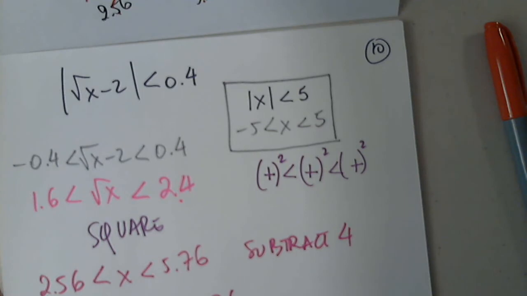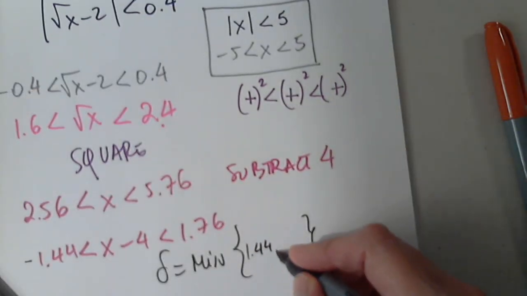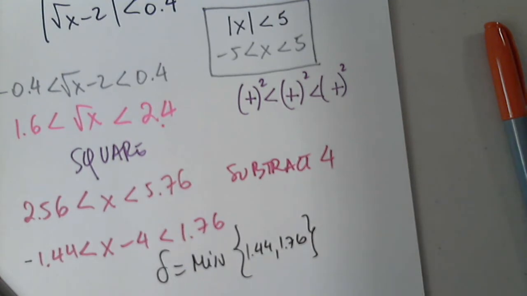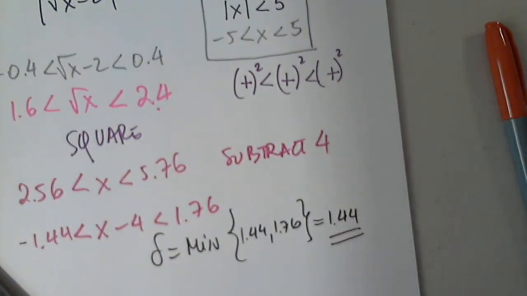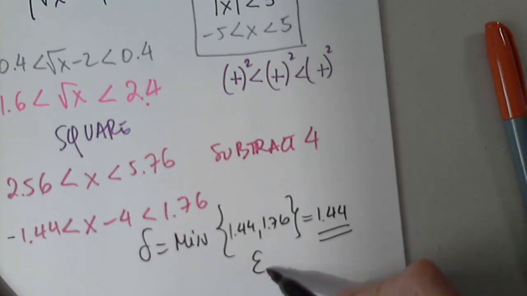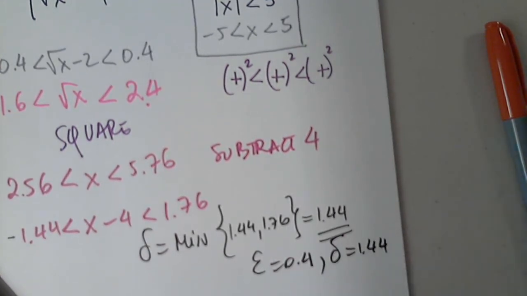Still, we have to choose a delta, which is the smallest. So delta will be the minimum of two possible numbers, either 1.44 or 1.76. So which one is it? Obviously, we know the answer. 1.44. So when epsilon is 0.4, delta has to be 1.44.